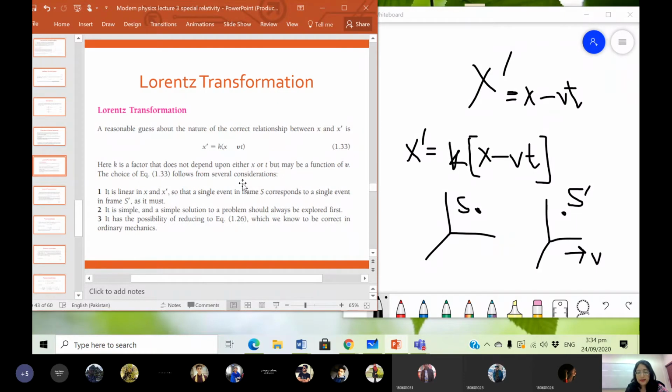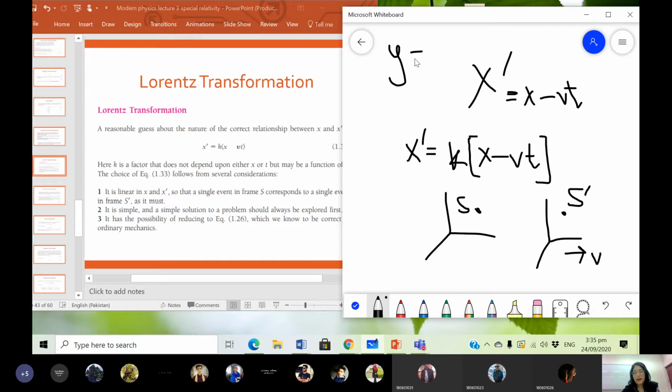And then we will talk about several considerations as well. This case should be linear. The choice of this equation is going to follow from several considerations, so that it's linear in x and x dash. What do we mean when we say that it's linear in x and x dash? So that a single event in frame S corresponds to a single event in frame S dash. It's linear in x and x dash, so that, I mean, if you have y equals mx plus c, this is a graph of a straight line.